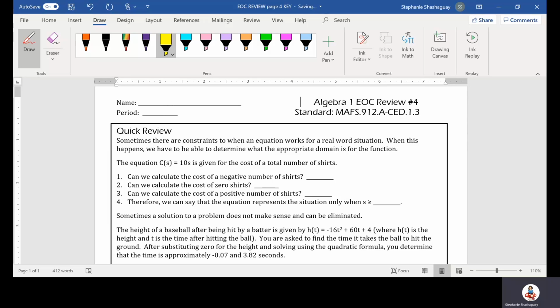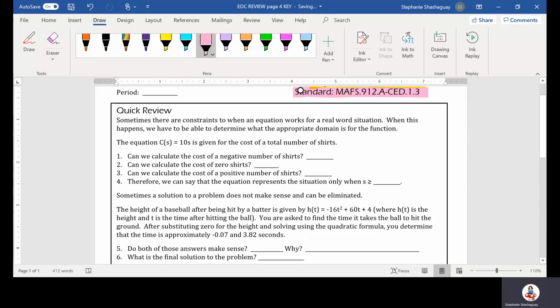Today we're going to work with the Algebra 1 EOC review number 4. You can see our standard highlighted here. This is going to come from your functions section, which I believe is section 3. So sometimes there are constraints to when an equation works for a real-world situation. When this happens, we have to be able to determine what the appropriate domain is for the function.